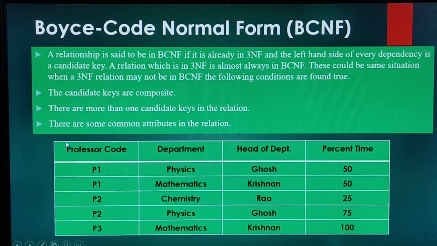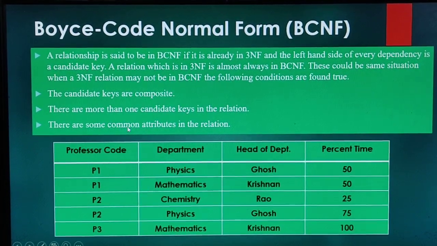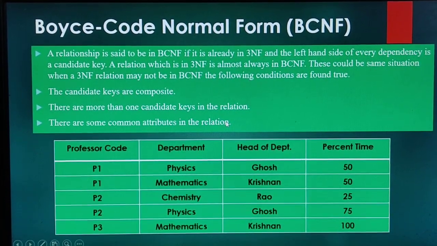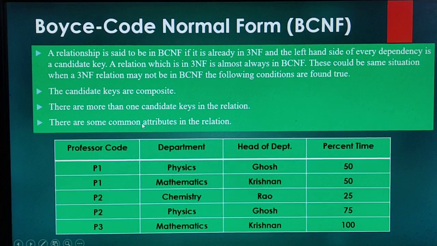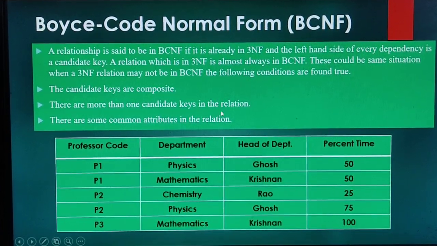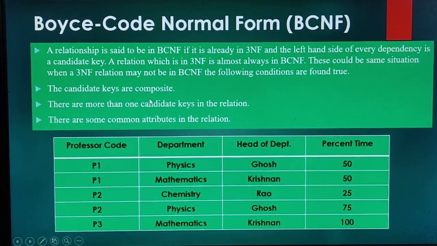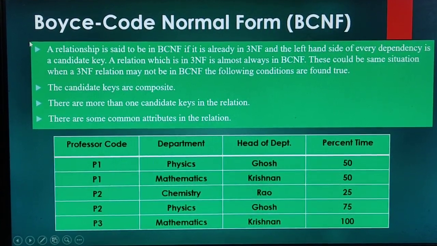Then the third condition we have to see: there are some common attributes in the relation. If you have some common attributes in the relation, then that type of relation should move to BCNF to satisfy it.